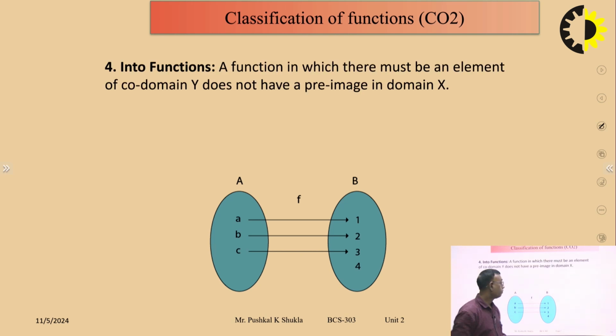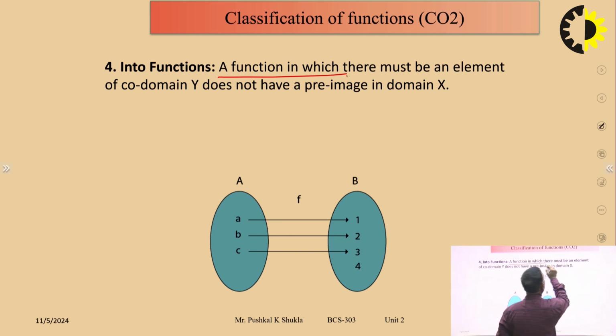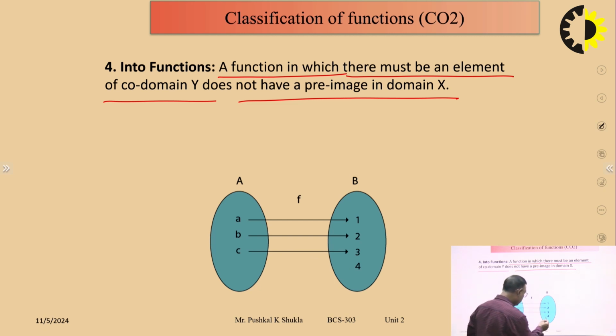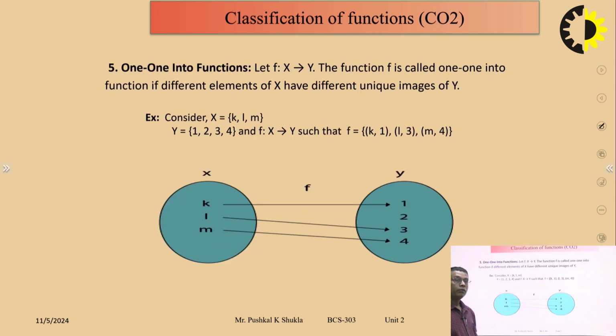Into function: a function in which there must be an element of the codomain Y that does not have a preimage in the domain X. Here we see A and B are two sets, and the function f is from set A to set B. Here an element of the codomain, set B, has no preimage in set A, therefore it is called an into function. A function in which there is at least one element in set B which has no preimage in set A is an into function.